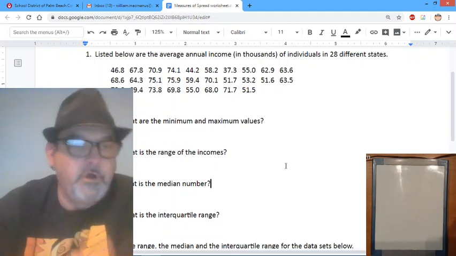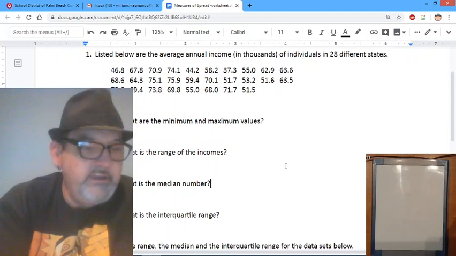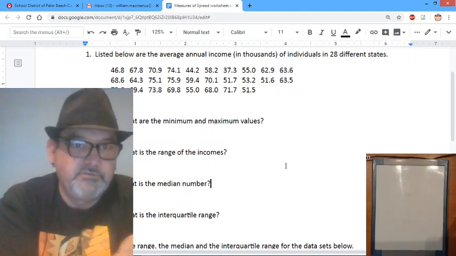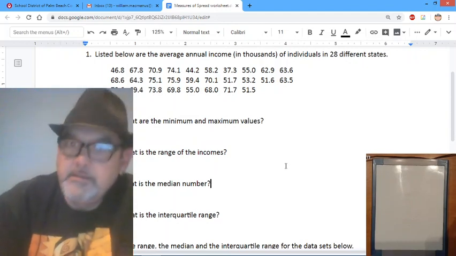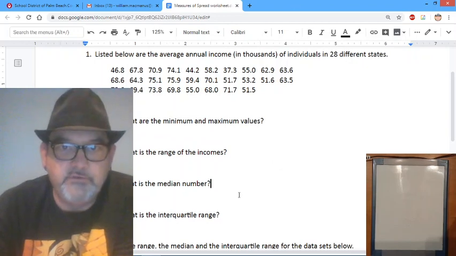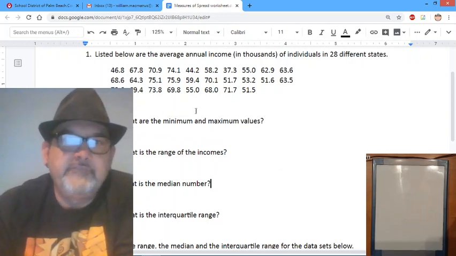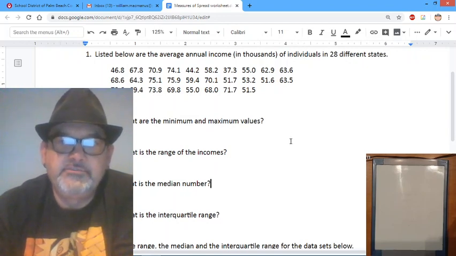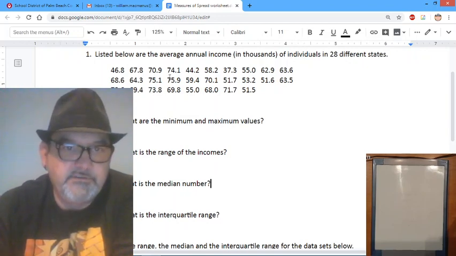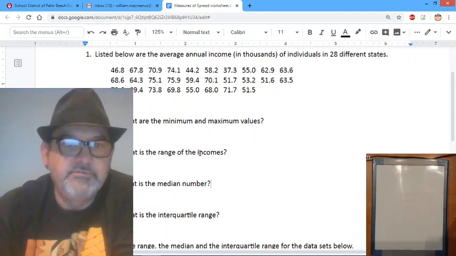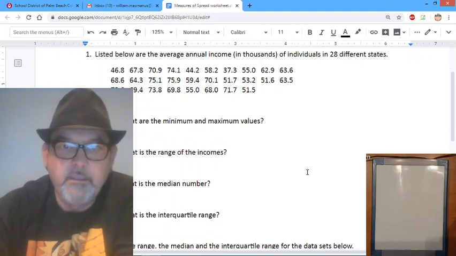So the first one was pretty hard. So if you got the first one, you guys are awesome. But I'm going to go over this one with you. So it says listed below are the average annual income in thousands of individuals in 28 states. So here you got all their salaries, and I asked you what the minimum and maximum values are, what's the range, the median, and then the interquartile range.